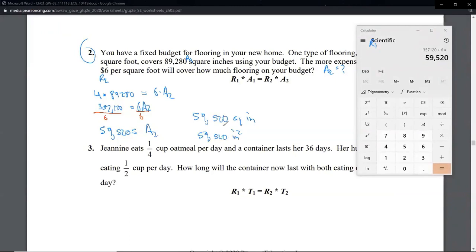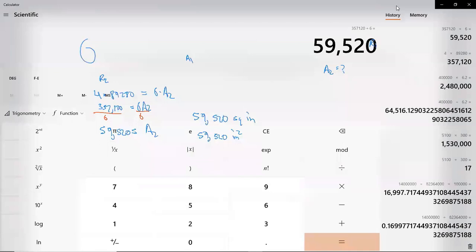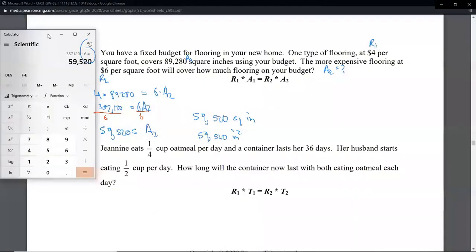All right, finally, my favorite one, number 3. Janine eats 1/4 cup of oatmeal per day, also known as 0.25 cups per day, and a container lasts her 36 days. This is her by herself. So her husband starts eating 1/2 cup a day. How long will the container now last with both eating cereal each day?